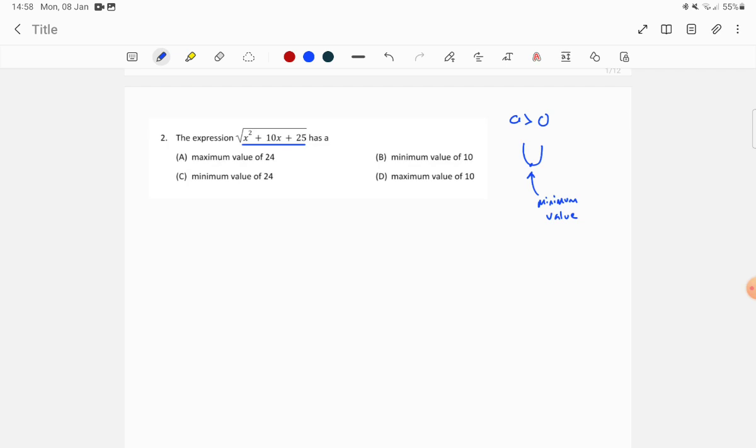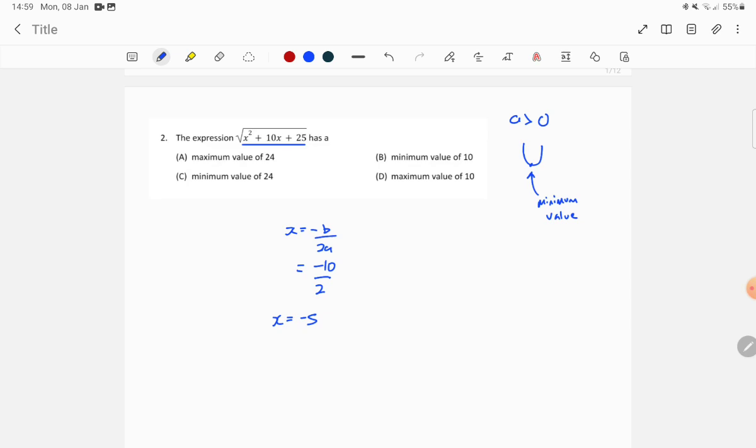So now since we know it has a minimum value, let's go ahead and determine whether it is 24, whether it is 10 using our turning point formula. So x is equal to minus b all over 2a, and we'll come back to the square root itself just now. For now, we're just looking at the inside function. So now this would just be minus 10 all over 2 times 1. So this basically tells us that x is equal to minus 5.